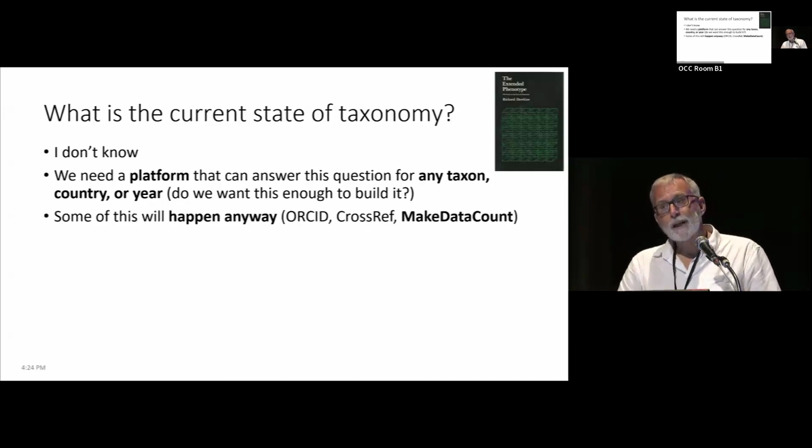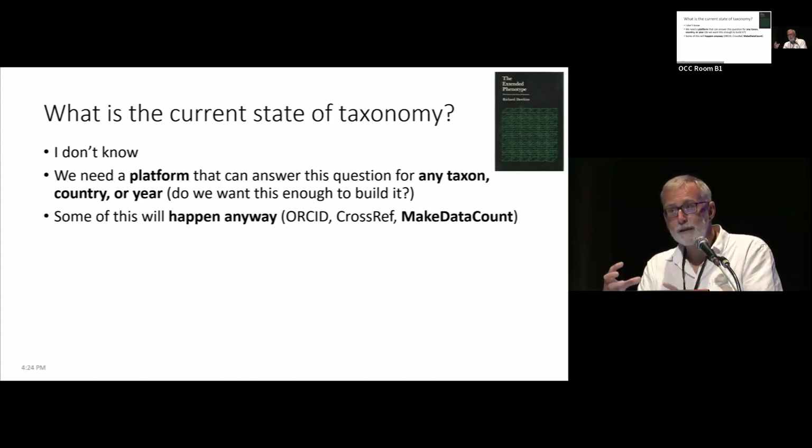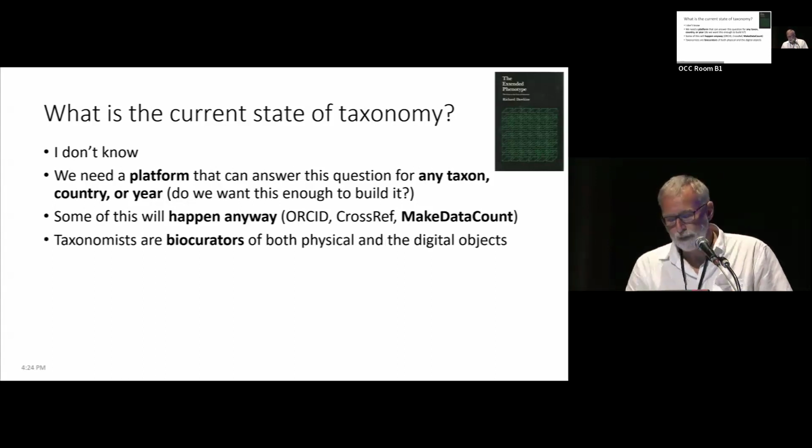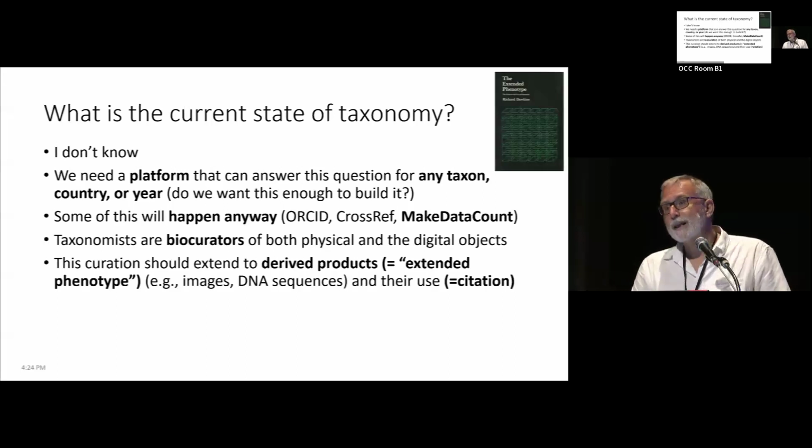But I think some of this is going to happen anyway. If we take ORCID and Crossref, they're pumping out lots of the kind of connections we can use between the funders. Things like Make Data Count may also help us as well. But also I want to think, we view taxonomists as people who find, discover, and describe species. I think they could be viewed more as biocurators. They're looking after physical specimens and the objects based on those. And if we extend that to also the things that are derived from that, images, specimens, and so on, then if we track those, and in particular track their citations, we can learn a great deal about the impact of taxonomy.